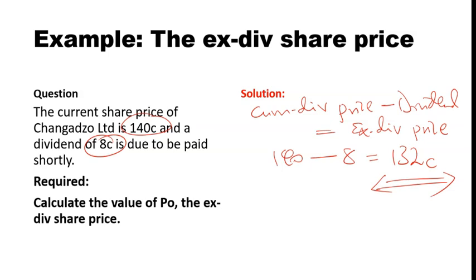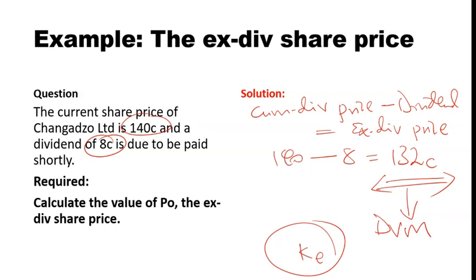Okay, that is it. So this is the value you need to then put into your DVM when you compute your KE. You just have to use the ex-div price. Now we have been talking of the growth rate. How do we determine the growth rate? So we need to look at that.